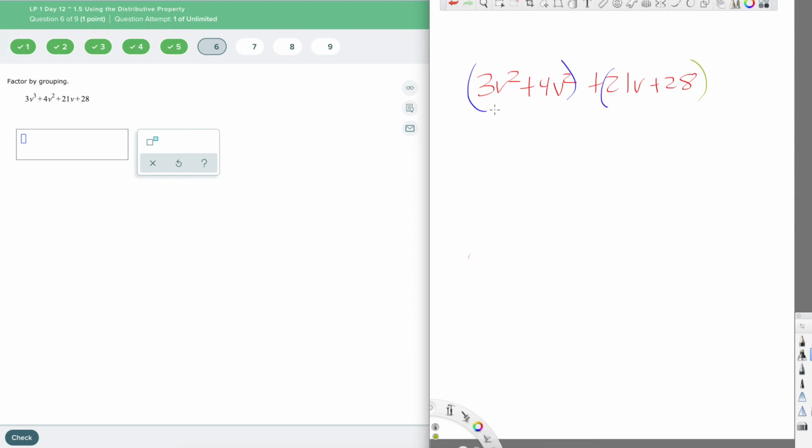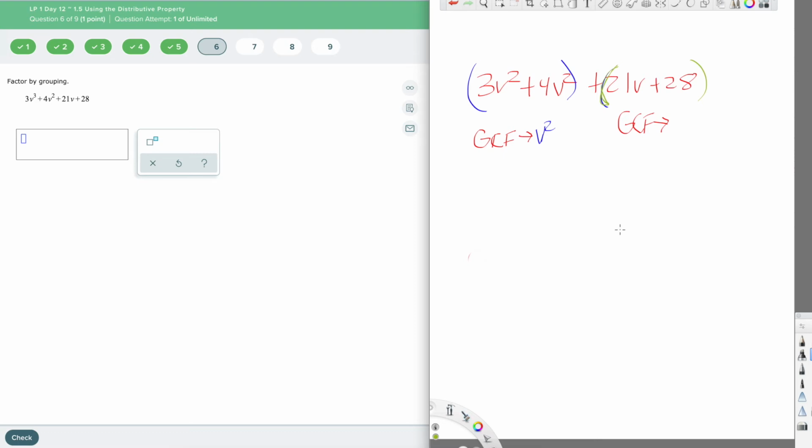All right, so now from each group, and I just noticed, I don't know why that was still blue when I wrote it. From each group, we're going to factor out the greatest common factor for each piece. So the GCF for 3v squared and 4v squared is simply just the v squared. That's the only thing they share. So the greatest common factor here is going to be v squared.